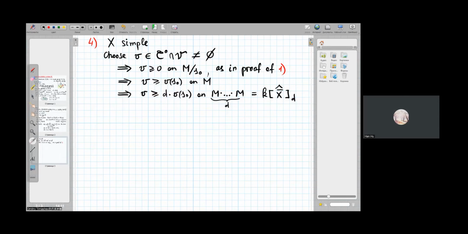Now let us define an ideal in the coordinate algebra of this affine cone. So we consider the ideal denoted by script I. It is a homogeneous ideal. It is the direct sum of I_d over all d ranging from 1 to infinity.